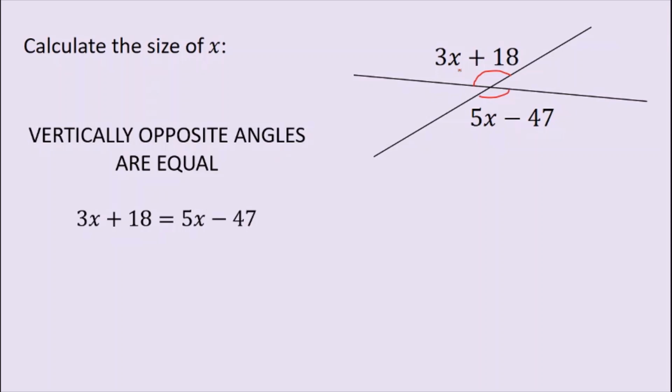From there on in, we would solve just as we did before. So subtracting 3x, adding 47, and dividing by 2. We've now worked out that for that diagram, x must be 32.5.